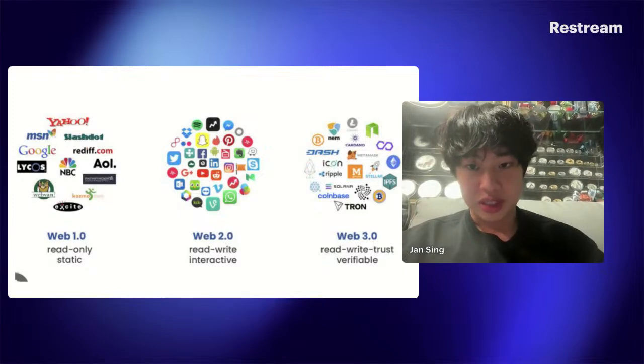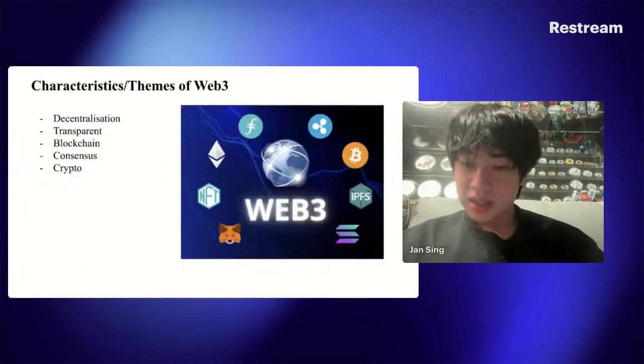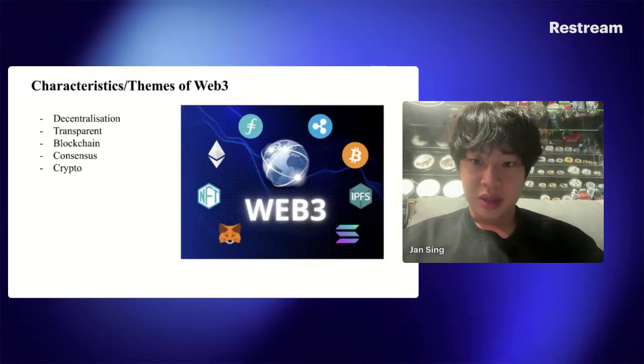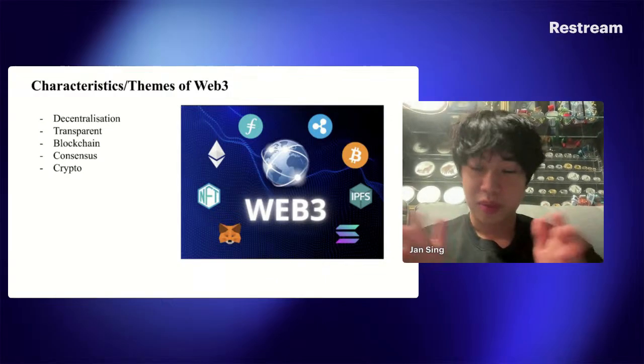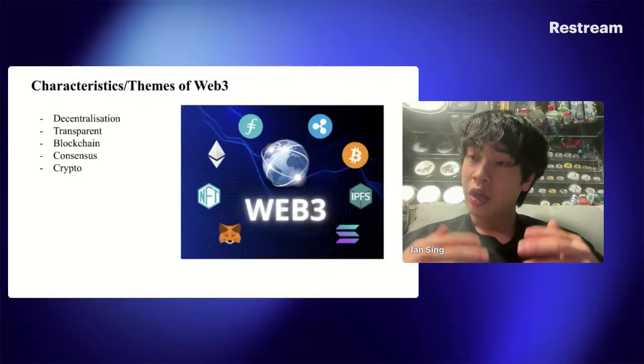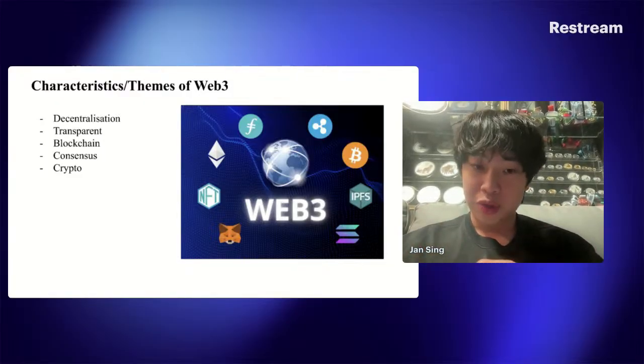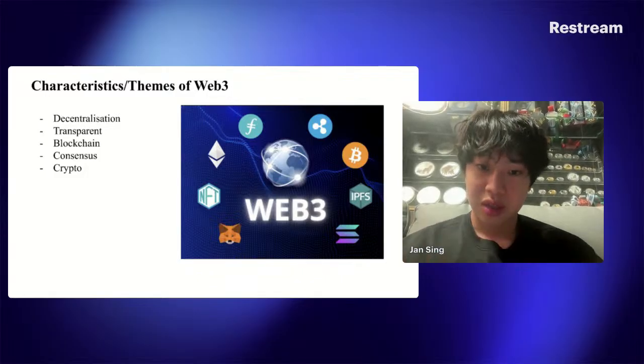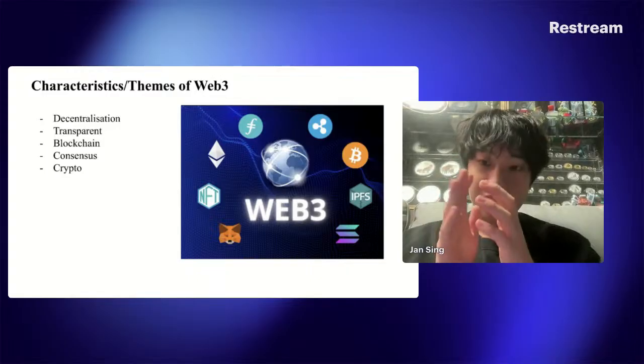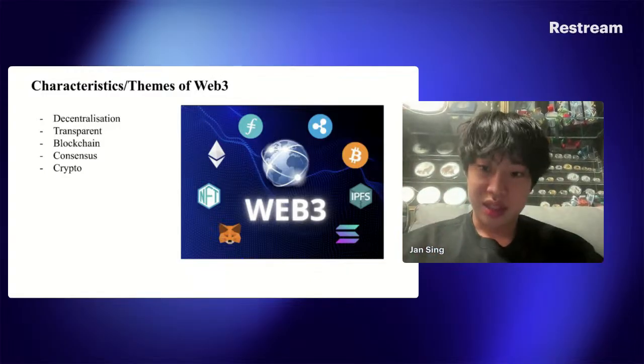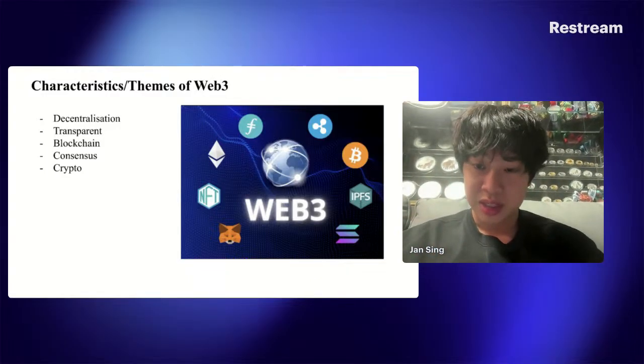Moving on to the next slide, we have some characteristics and themes, including decentralization. Decentralization means there's no longer a centralized party holding all the data, while through the use of blockchain technology, everyone can see each other's data. Therefore, it's no longer centralized, but instead spread out, decentralized. So that's what decentralized means.